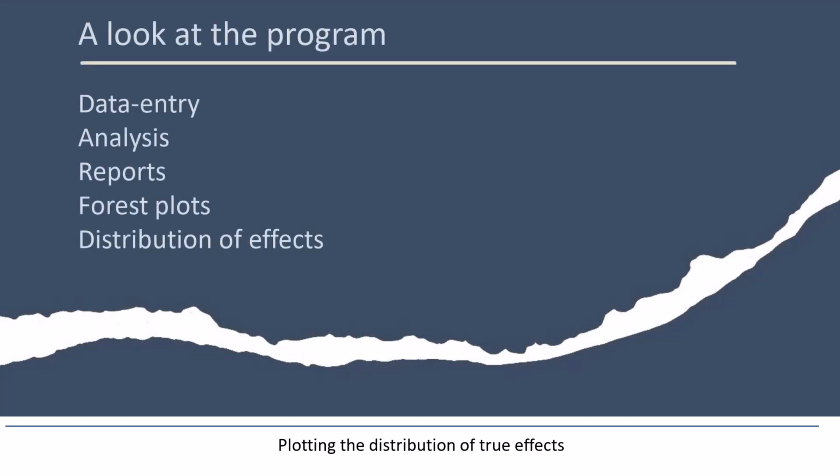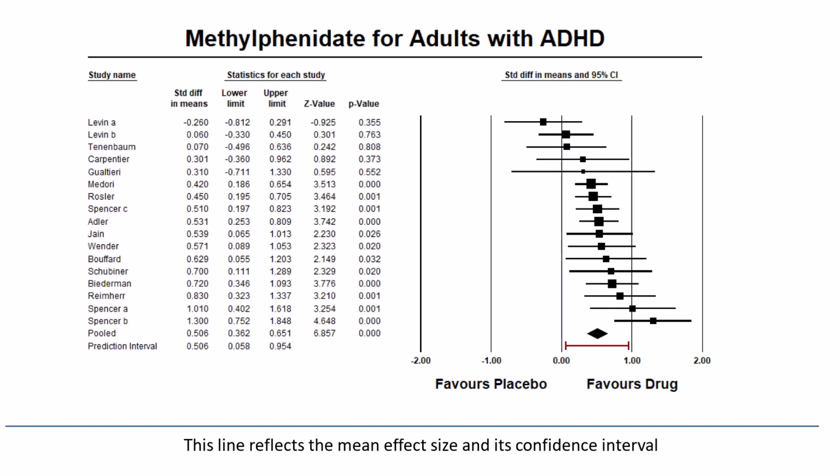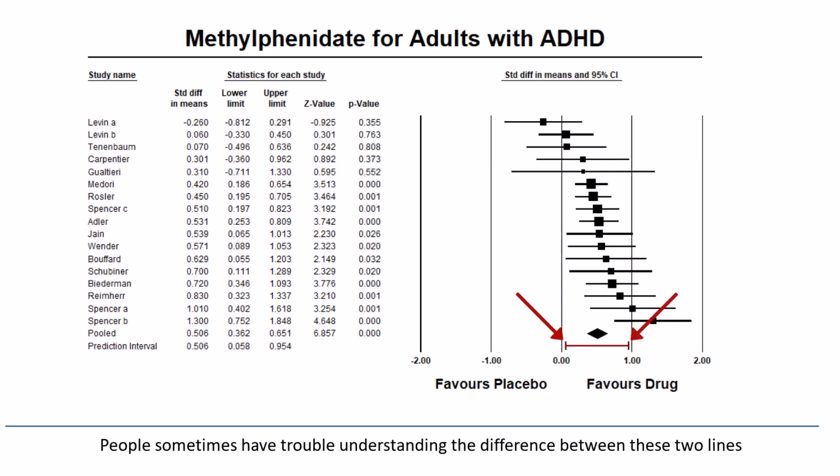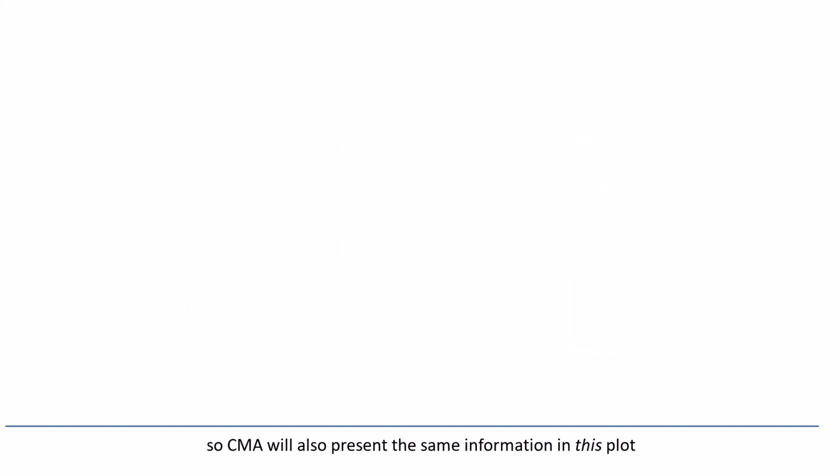Plotting the distribution of true effects. This is the standard forest plot created by CMA and other programs. This line reflects the mean effect size and its confidence interval, while this line reflects the prediction interval, or the dispersion in effects. In any single population, the true effect size could fall anywhere from here to here. People sometimes have trouble understanding the difference between these two lines, and so CMA will also present the same information in this plot.